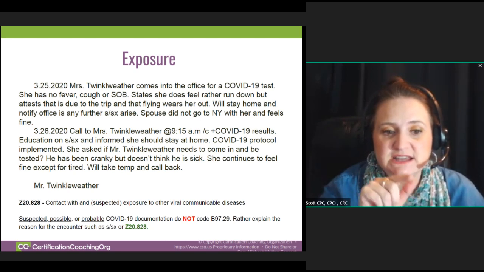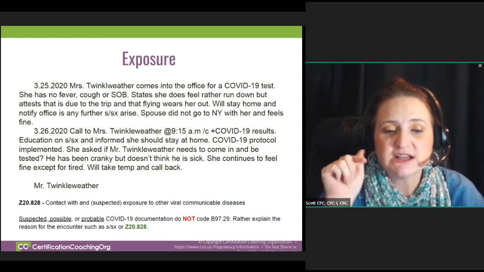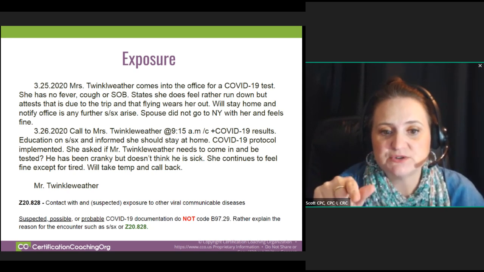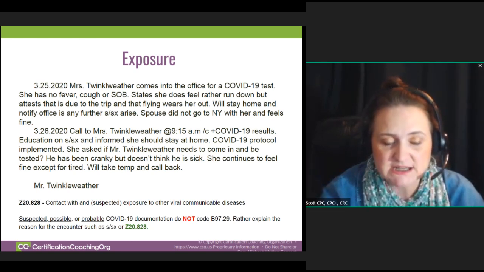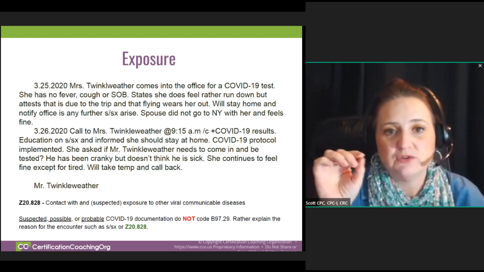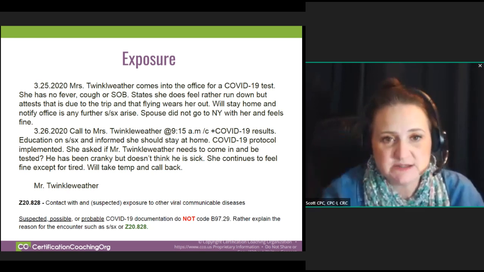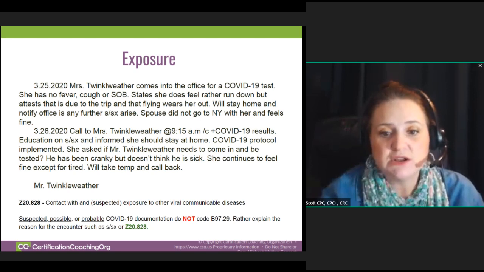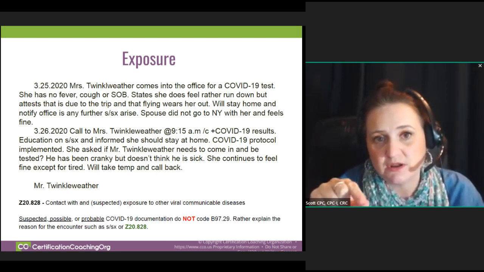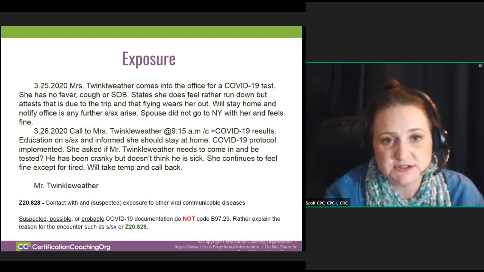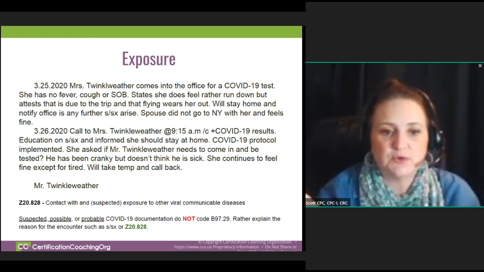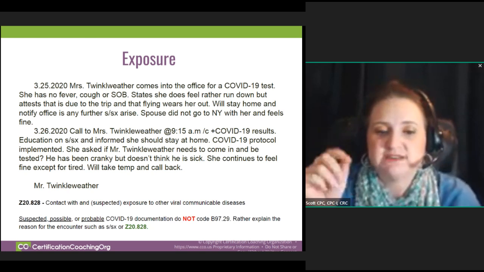If he's going to come in and get tested, he's a Z20.828, contact with and suspected exposure to other viral communicable diseases, which COVID-19 is. And this is also the same code that you're going to have when your provider writes things like suspected, possible, probable. Okay. Do not use B97.29, which is the code that you would use for the COVID virus, until April 1st, because that's when U07.1 gets launched. Okay. So we have signs and symptoms, but you got Z20.828.